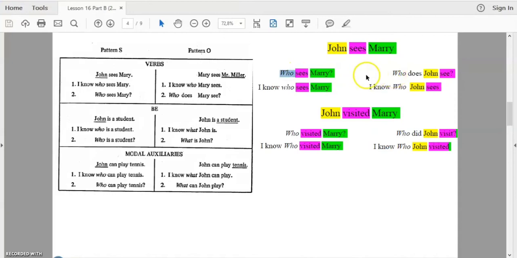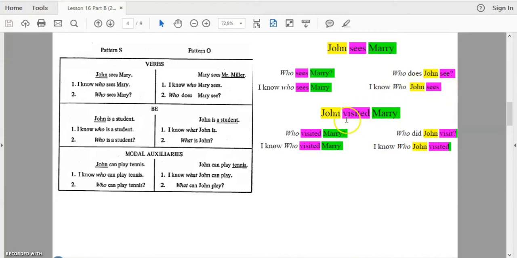And if we want to make pattern O, we remove the word Mary, the object of the sentence. So the pattern is WH, then auxiliary verb, then subject, after that verb 1. Who does John see? And the other statement we can say is "I know who John sees."